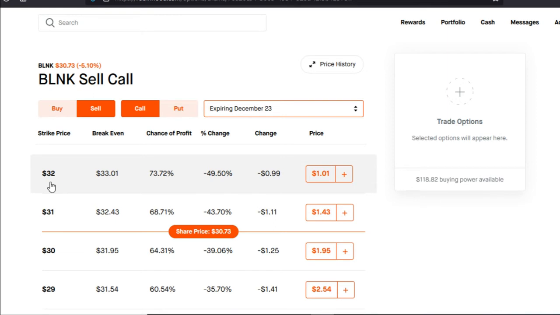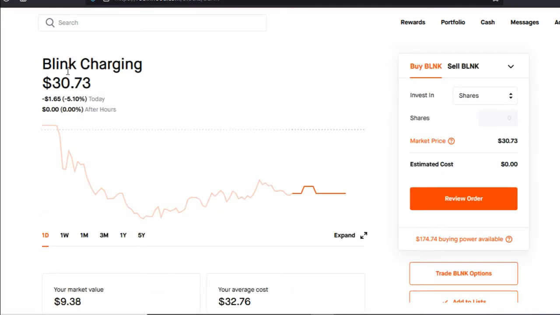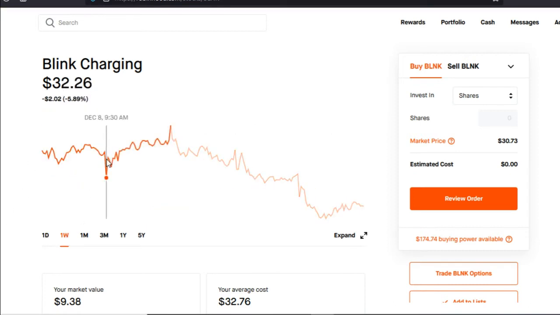Now that I have the $32 strike price, I'm going to do some basic technical analysis to see if that's a good price. So we're going to go back to the Blink graph, and now we're going to scroll the weekly. Now, what we're looking for is the last time that the stock actually hit the $32 mark. If you go ahead, you can see the stock actually hit the $32 strike price on December 8th. That is actually less than a week ago.